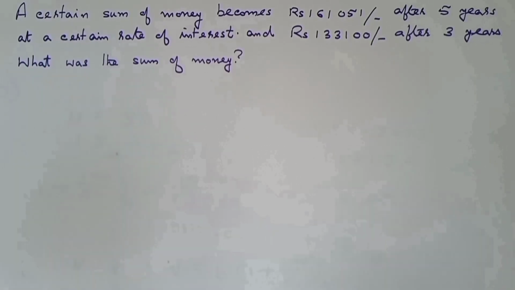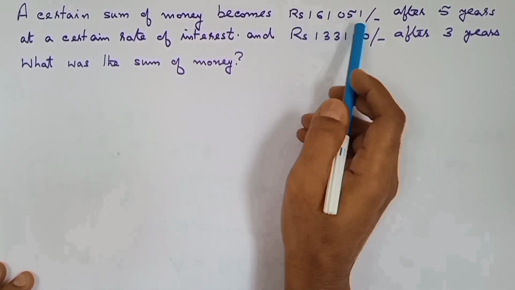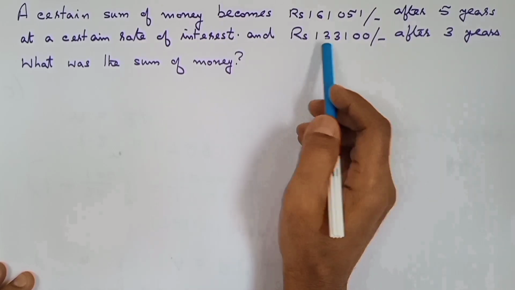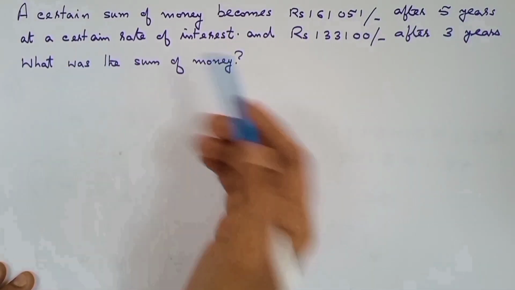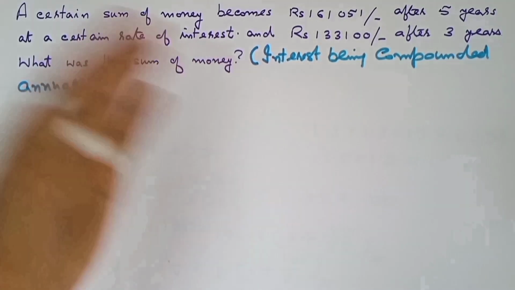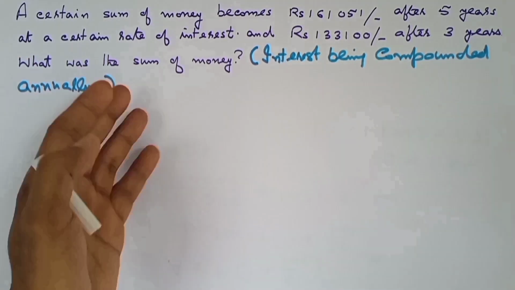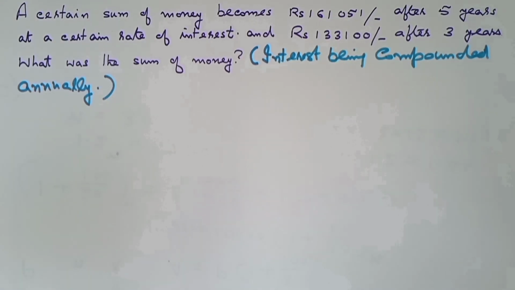The second problem is this. A certain sum of money becomes 1,61,051 after 5 years at a certain rate of interest and rupees 1,33,100 after 3 years. What was the sum of money? Yeah, this point is needed because the question doesn't make any distinction between simple interest or compound interest. Since interest is being compounded annually, it's a case of compound interest.